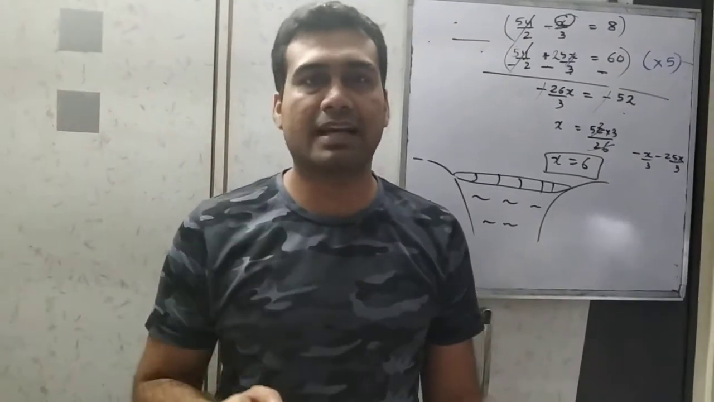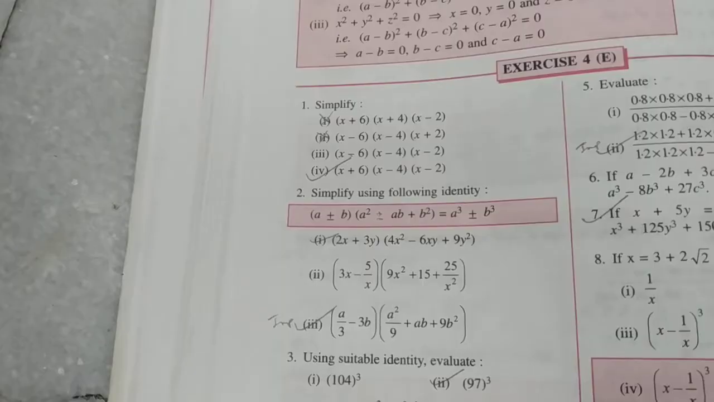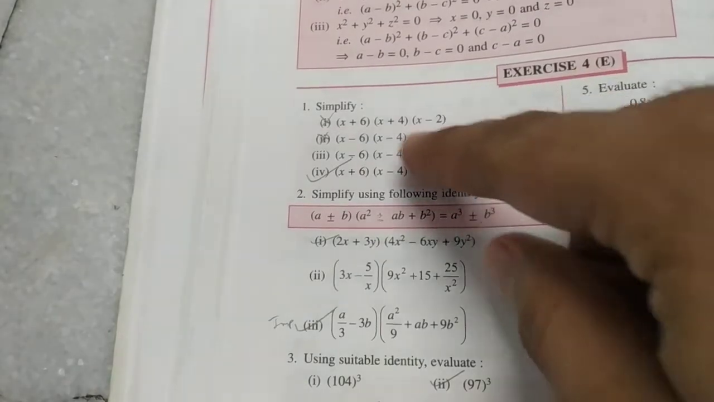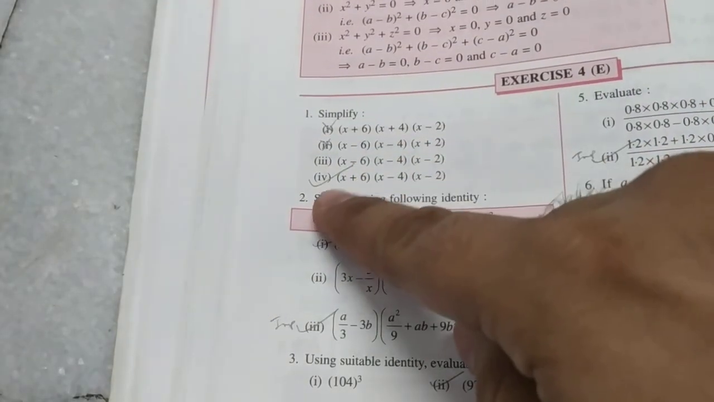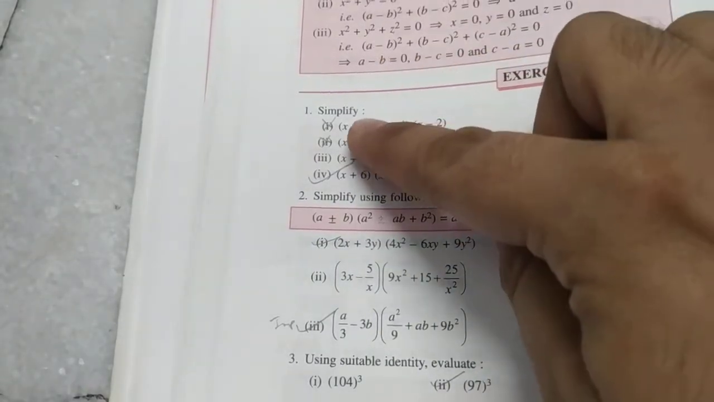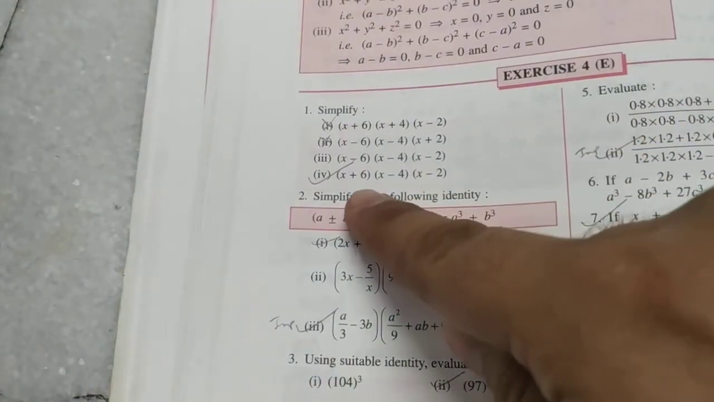Let's study 9th standard ICSE Math 4E. Now in exercise 4E, question 1.4 has 3 brackets. The question is simplify. Cancel Roman number 1 and Roman number 2. It's of the same type. So how do we simplify this?